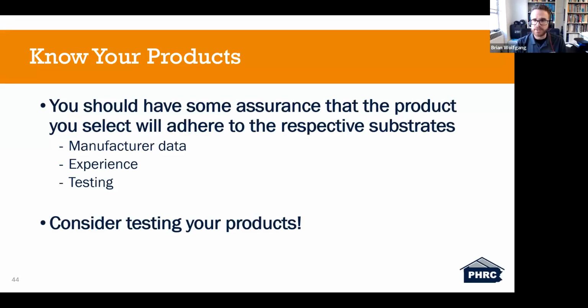Consider testing your products. If you have a shop, if you have an office where you have an area that you can get some substrates, apply some different products, apply them with and without primers, expose them to the elements, leave it there for an extended period of time and see if it sticks. That is something that is worth doing if you're in that decision-making process to try to figure out what's the right product for your market.